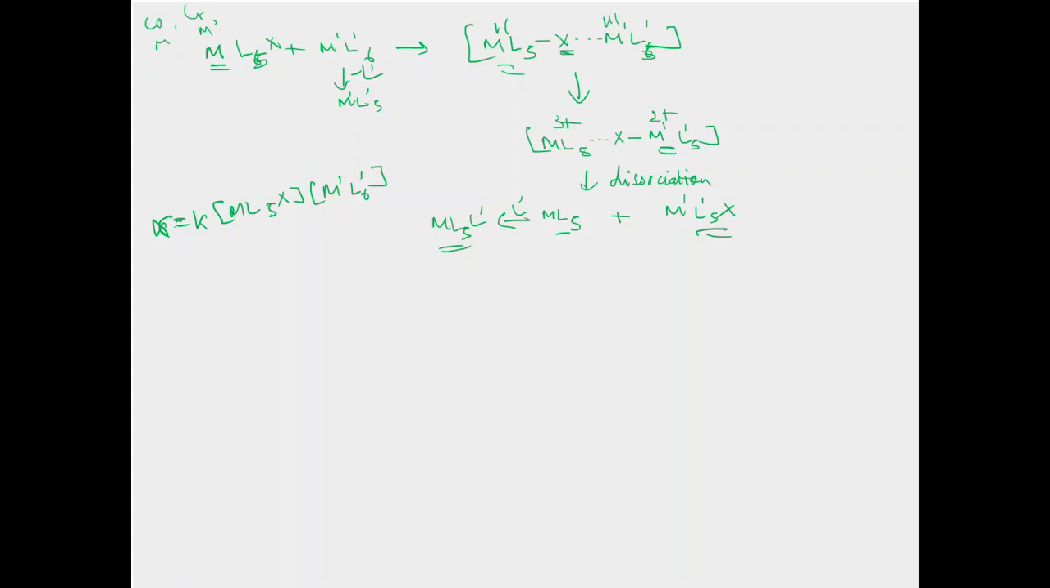So this is how the inner sphere mechanism takes place. The rate will depend on both the oxidant and reductant. It is first order with respect to both the reductant and oxidant, so this is a second order reaction.